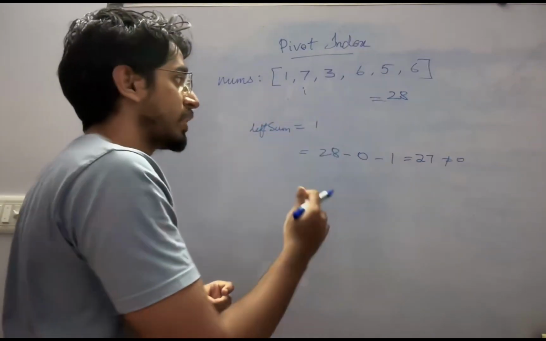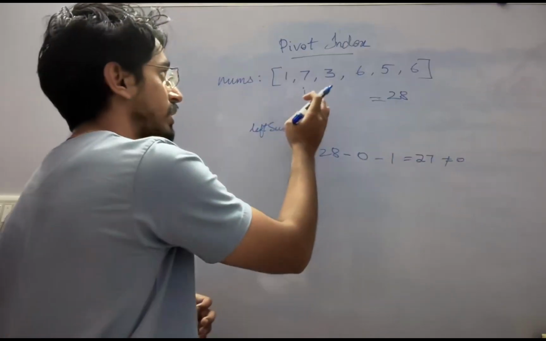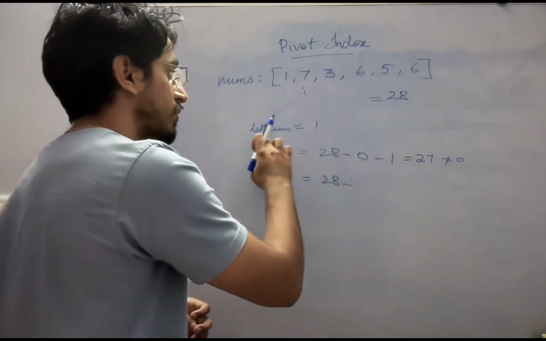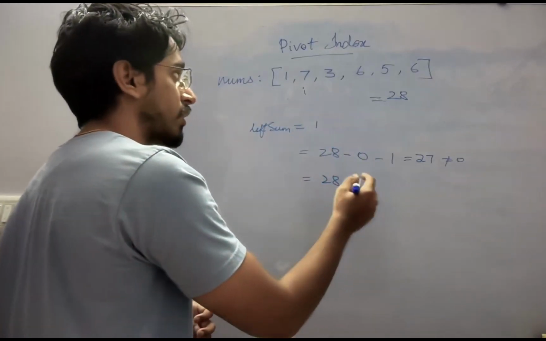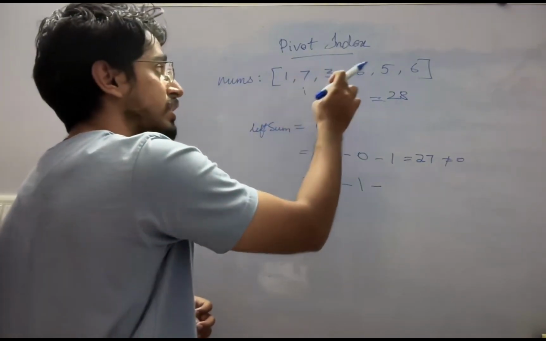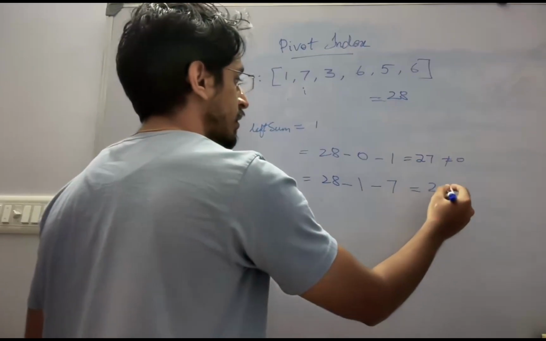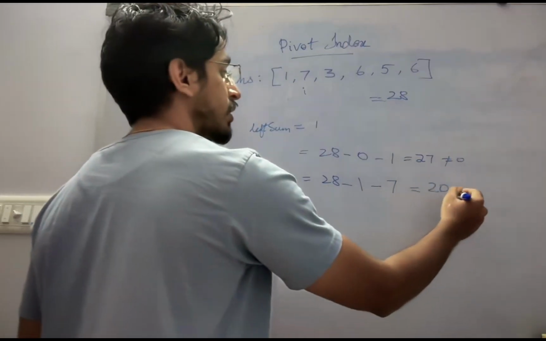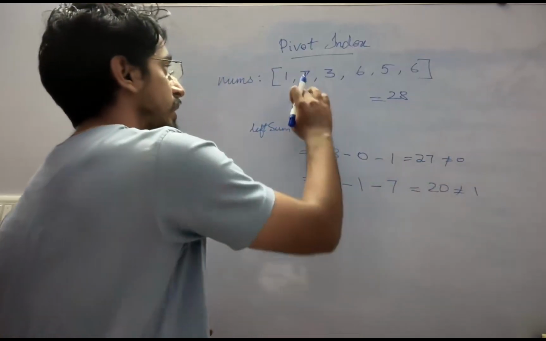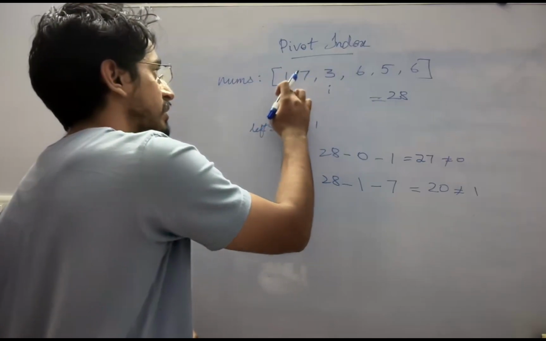So this is all the checks which we are making. Now we need to make another check, so let's do the same process. That's 28 minus the left sum, that is 1, and then we need to subtract the value at I, because this is not the value which is included. That is 7, and this comes down to 20, and now we check that 20 is not equal to 1. So again we increment I and update the value of left sum. That is 7 plus 1, 8.